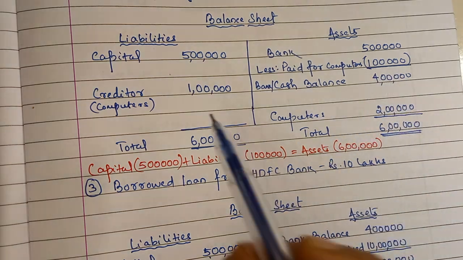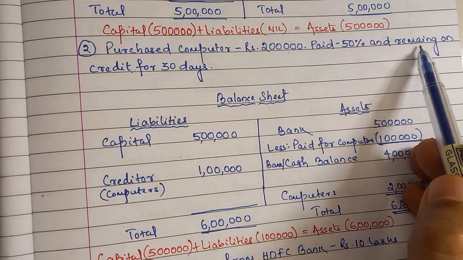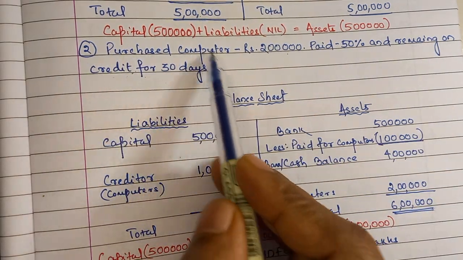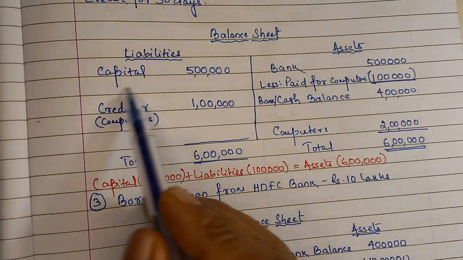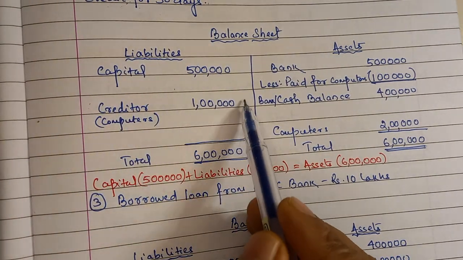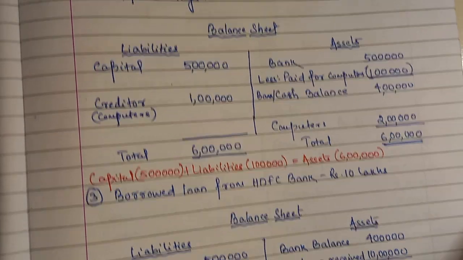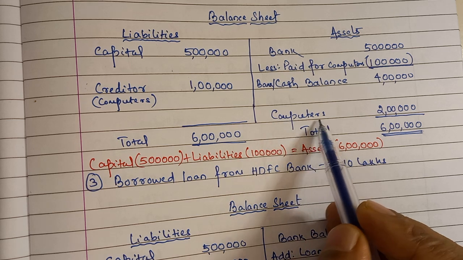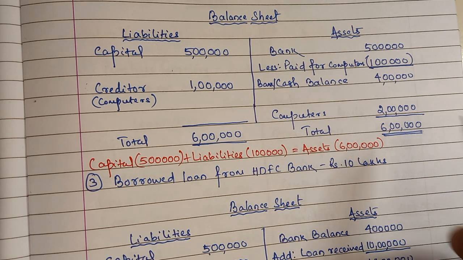Correct? Now, have we paid completely for the computer? The answer is no, because we have taken the remaining 50% on credit. Correct? Hence, I have to create a creditor for the computers of 1 lakh rupees. Right? So this is a liability. Now, because the asset is purchased by the business, I have to show here computers 2 lakh rupees. Correct? Computer 2 lakh rupees.